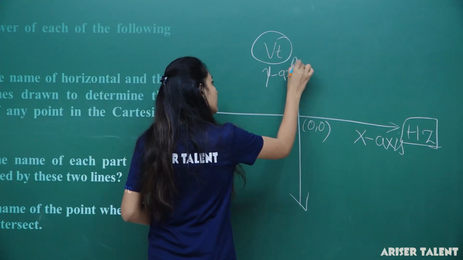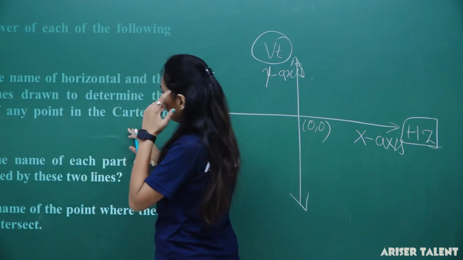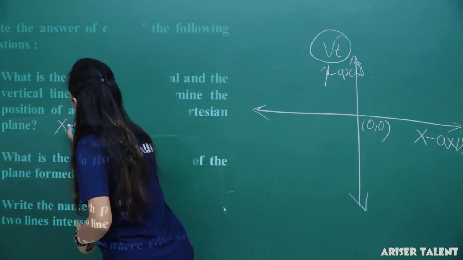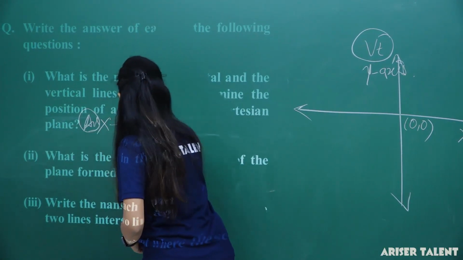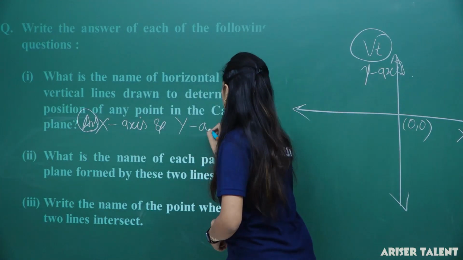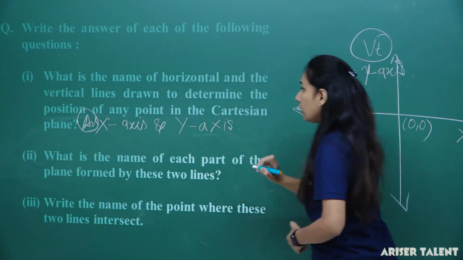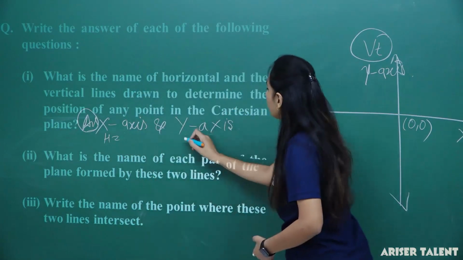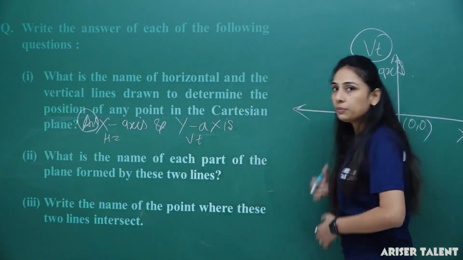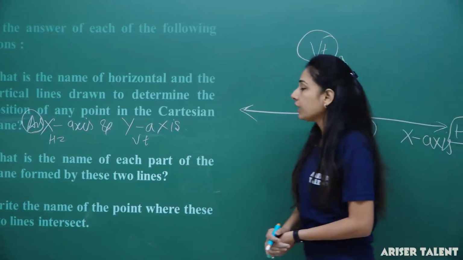So, the answers are very, very simple. Here it is, x-axis and y-axis. Now don't be confused. This is the horizontal one and this is the vertical one. And the plane is the Cartesian plane. Now the next one.